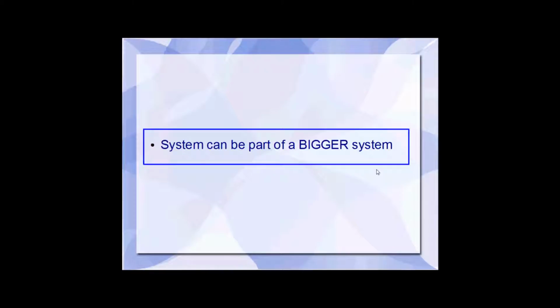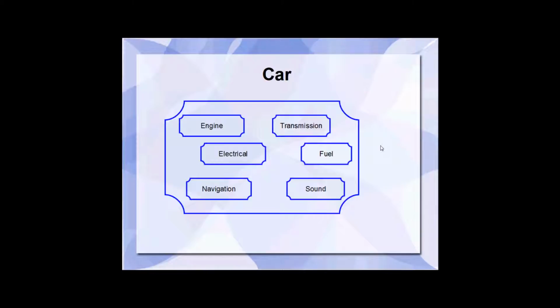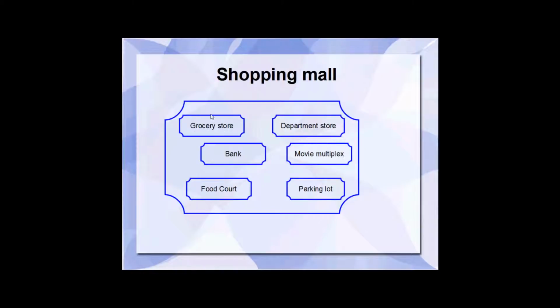Any system can be part of a bigger system. So in this example, the engine is part of a bigger system, which is the car, which has other subsystems such as the transmission, the electrical systems, and so on. And our grocery store is a subsystem of a bigger system, which is the shopping mall, which has other subsystems such as a department store, a movie complex, a parking lot, etc.